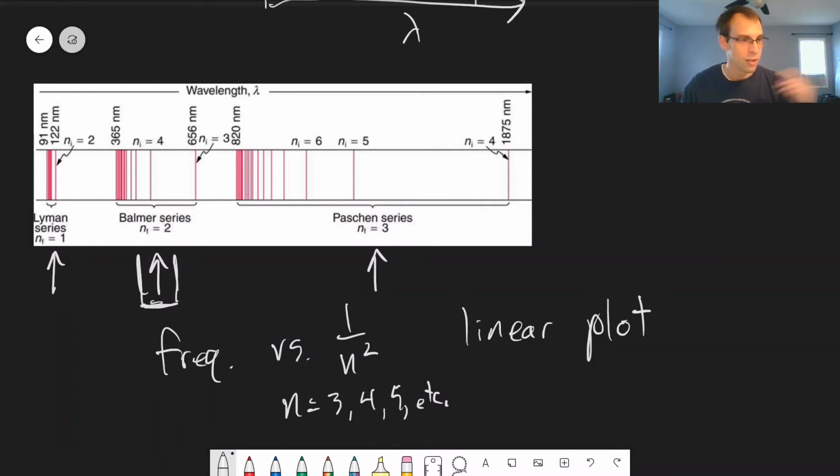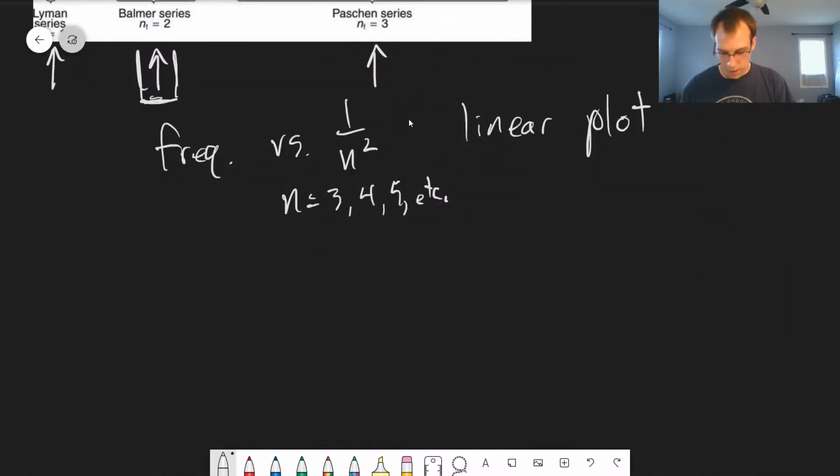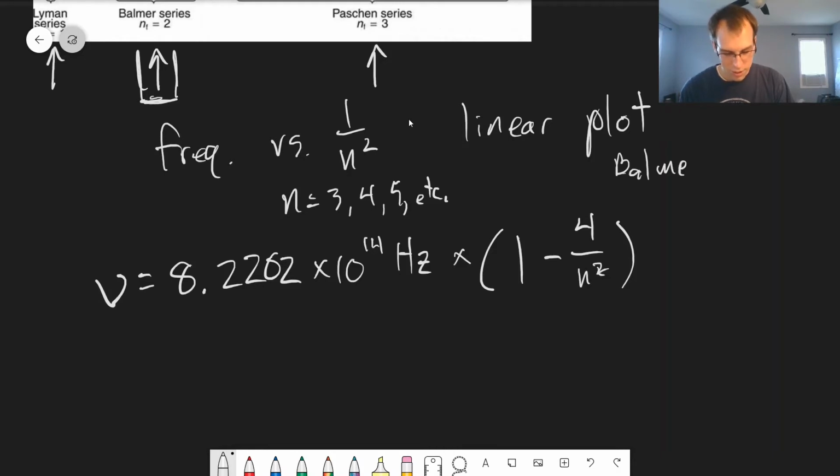We can write this equation out as the frequency is equal to a constant, which is the slope, 8.2202 times 10 to the 14th hertz, times 1 minus 4 over n squared. Again, this is specifically for the Balmer series, where n is 3, 4, 5, etc.